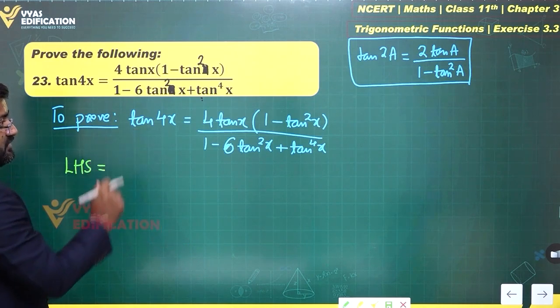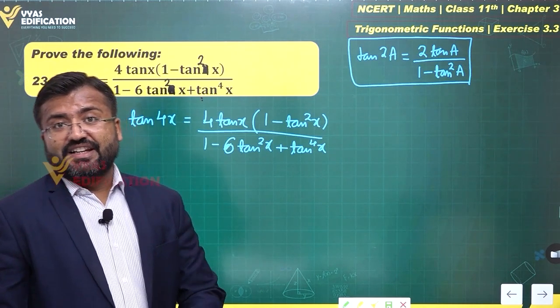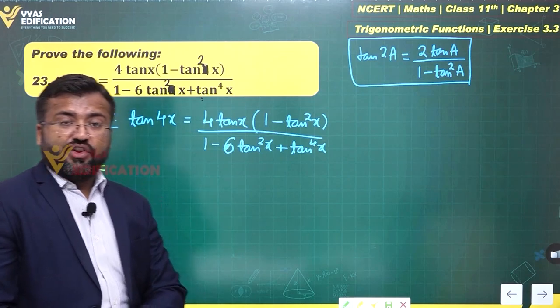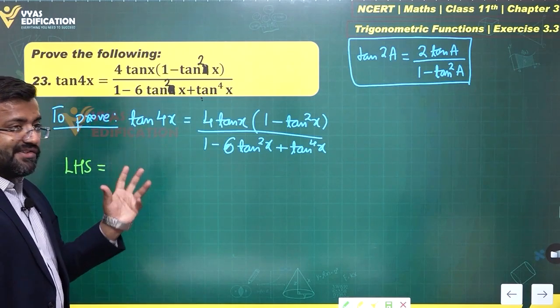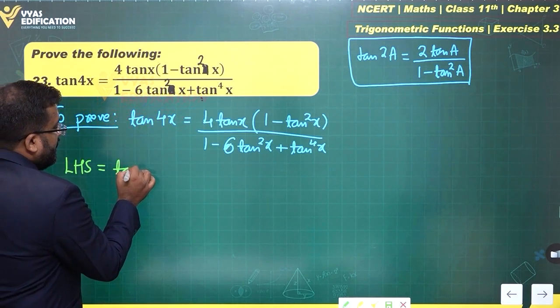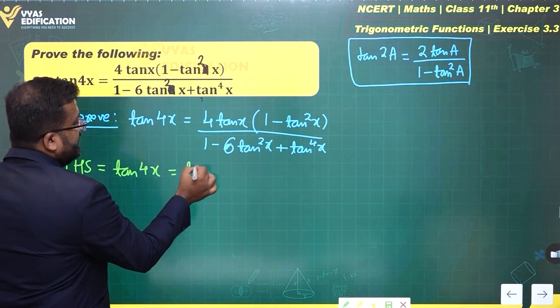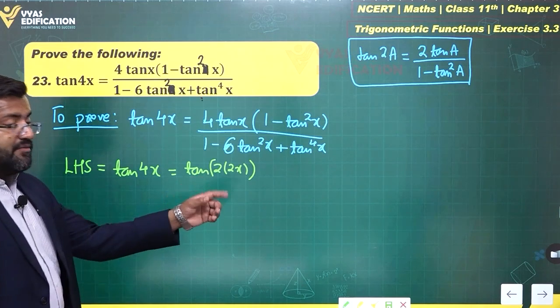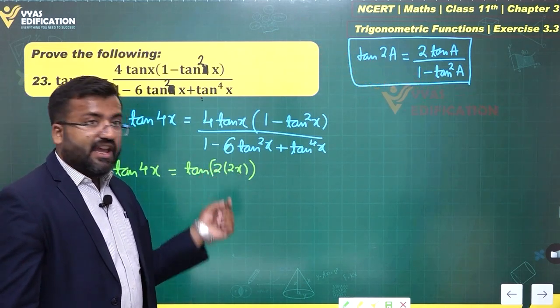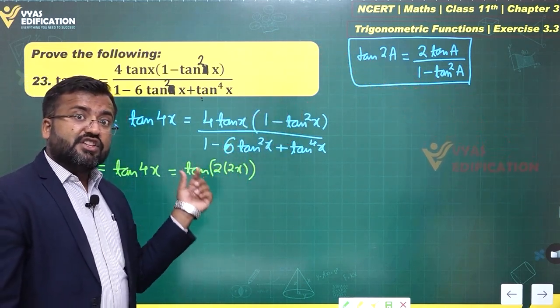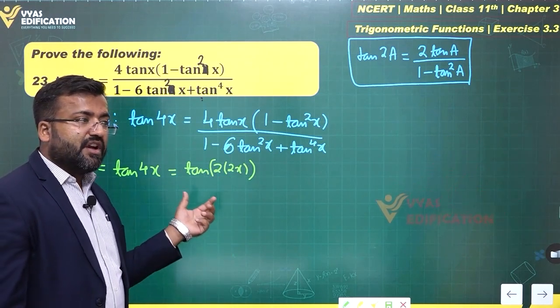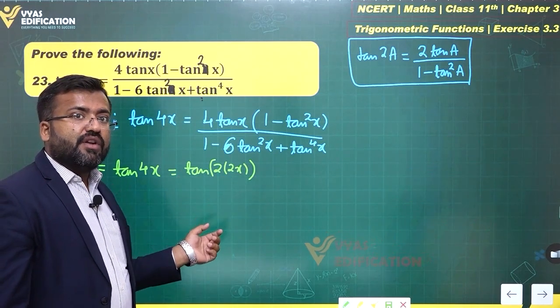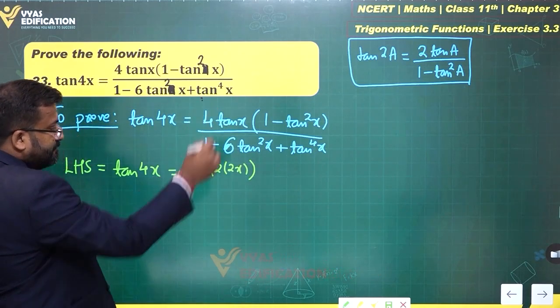LHS though looks simple, but it is misleading. It is tan 4x. Right? Tan 4x compared to tan x is complicated. So tan 4x can be written as tan of twice 2x. Right? This is what you have. 2 times 2x. This is tan of 2a. I want to apply the formula of tan 2a, which is 2 tan a upon 1 minus tan square a. This will become 2 tan 2x over 1 minus tan square 2x.